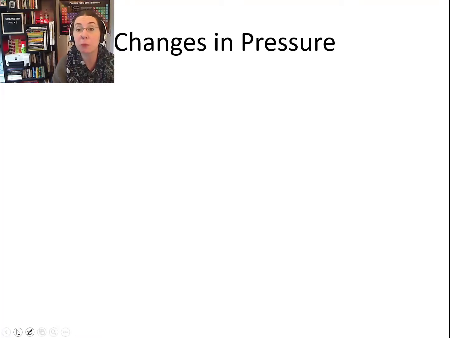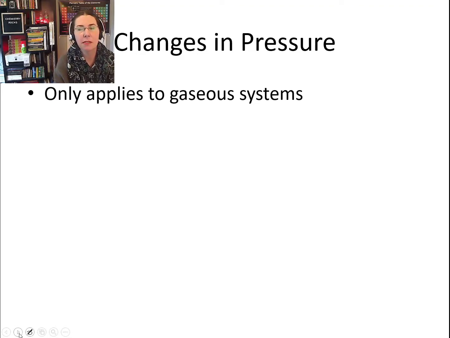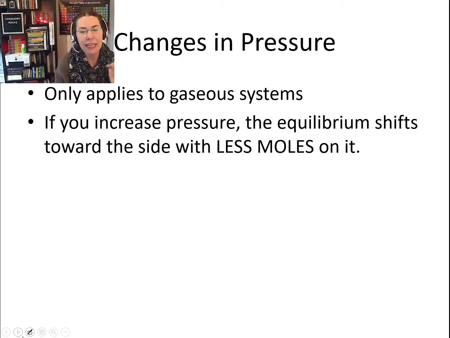Now, what happens with pressure? Well, pressure has its own rule. In pressure, we're not taking anything away or adding anything to the system. When we have pressure, it's really about the amount of moles of stuff. So pressure will only apply to gaseous systems. And this is why I pointed out everything we were using was a gas earlier today. So if we increase our pressure, our equilibrium is going to shift to the side that has less moles of stuff. So let's look at that in action.